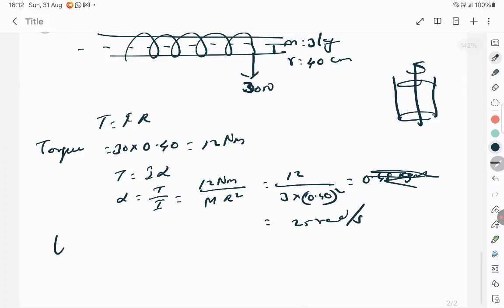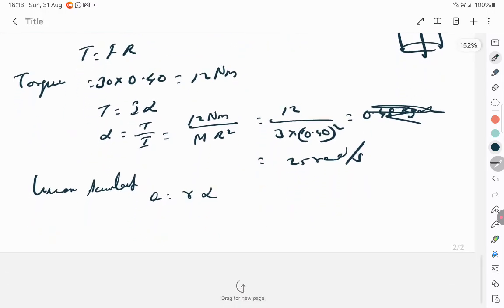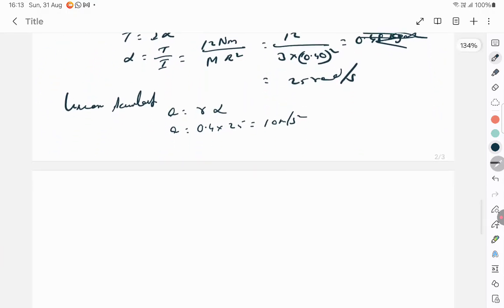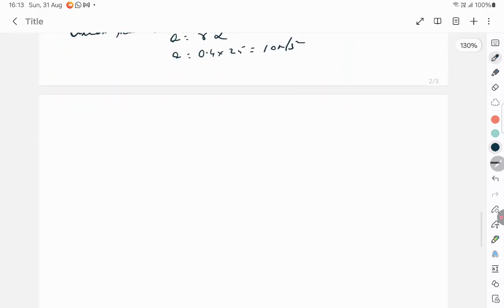Then they're asking for linear acceleration. You know the relation between linear acceleration and angular acceleration. Linear acceleration is r times angular acceleration, and you know the radius here. Radius is 0.40 and alpha is 25, so multiply it, you get 10 meter per second square to be the linear acceleration. So let's go to the next question.